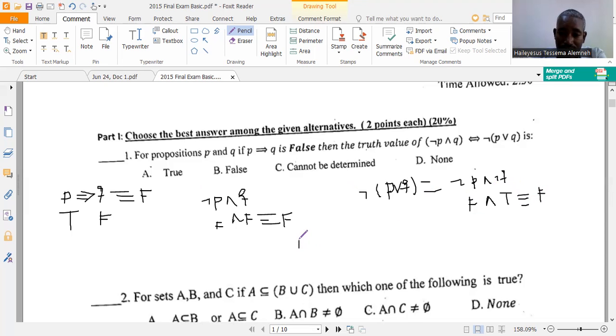Therefore, false by implies false. False by implies false becomes what? False by implies false gives a true proposition. Therefore, the choice for the first one is A.